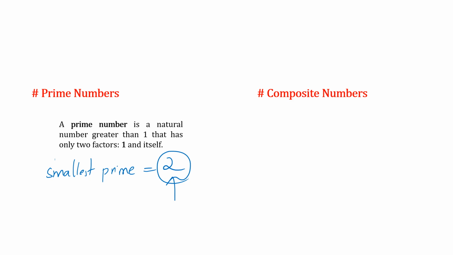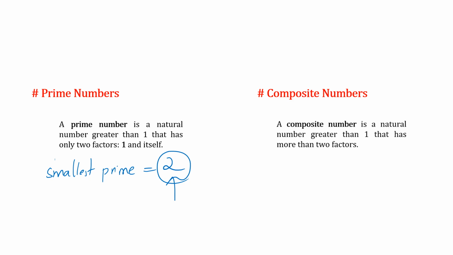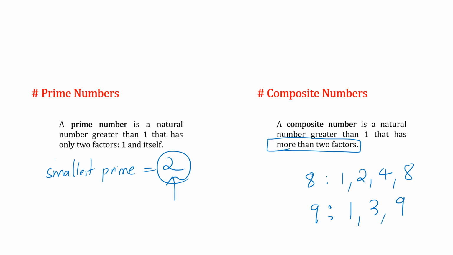So these are basic concepts that you must have learned in earlier grades. And coming to a composite number, what is a composite number? A composite number is also a natural number greater than 1 that has more than two factors. Okay, more than two factors. For example, let's take 8. What are the factors of 8? 1, 2, 4, and 8 itself. So it has more than two factors, right? For example, 9. What are the factors of 9? 1, 3, 9. So it has more than two factors, correct?